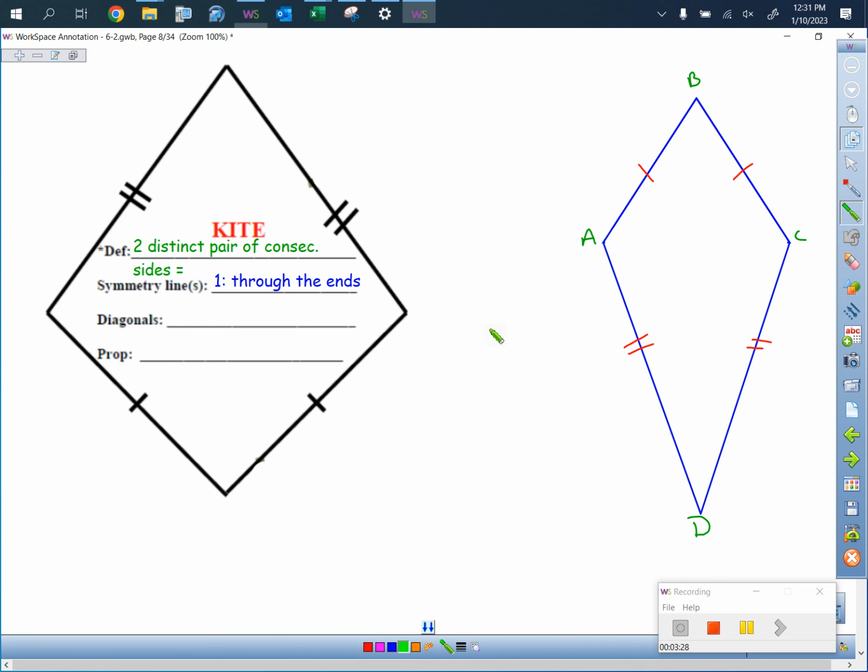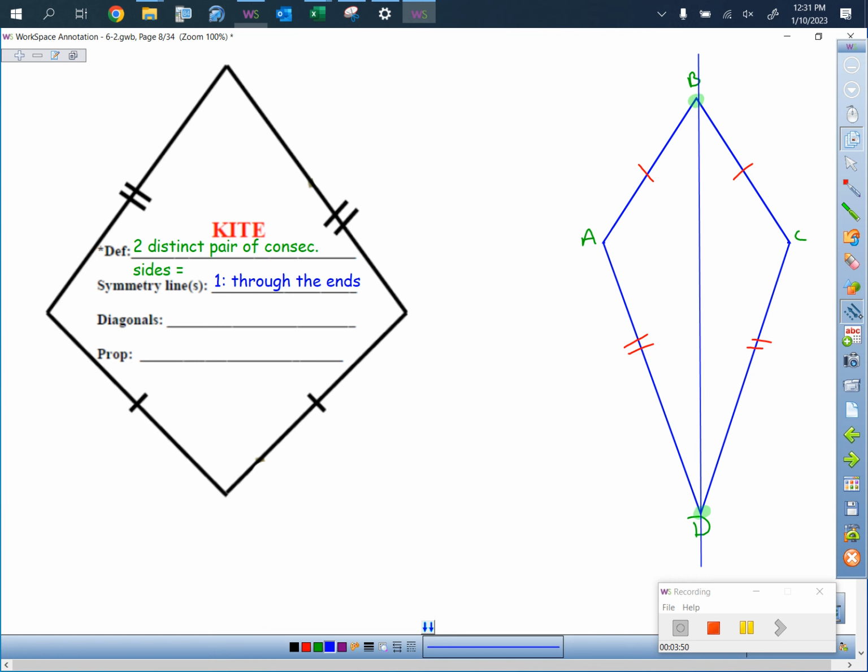Who's one of the ends? B. Don't two sides the same touch each other there? And who's the other end then? D. And if I was to connect those with a line that goes through, would you believe that is the symmetry line in that case? The symmetry line goes through the ends.